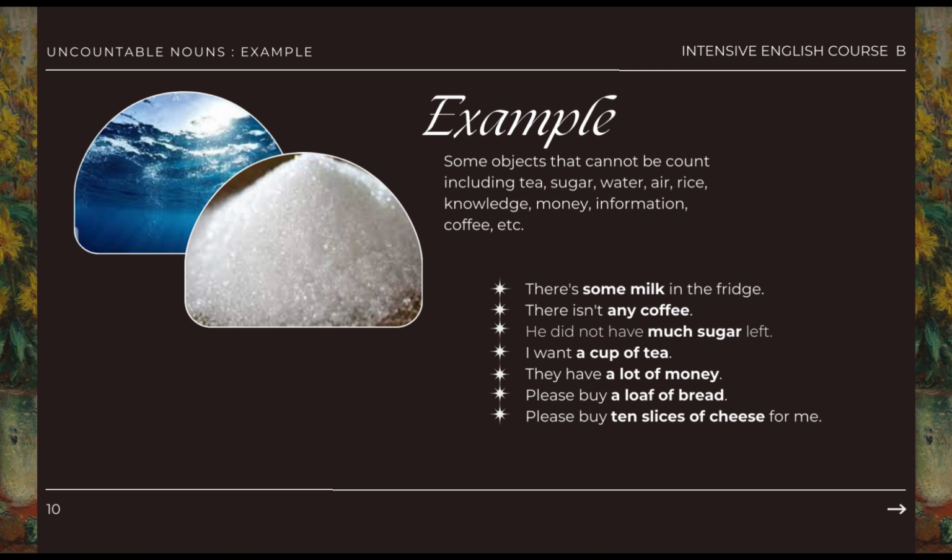Let's see the example. The first one: there's some milk in the fridge. Can we count the object in the sentence? It is the milk. Can we count the milk? No, because it is liquid. And because of that, we use some in the sentence and it is included in the uncountable nouns. Next: I want a cup of tea. In this sentence, we use a quantity measurement before the object. A cup of is a quantity used for tea.